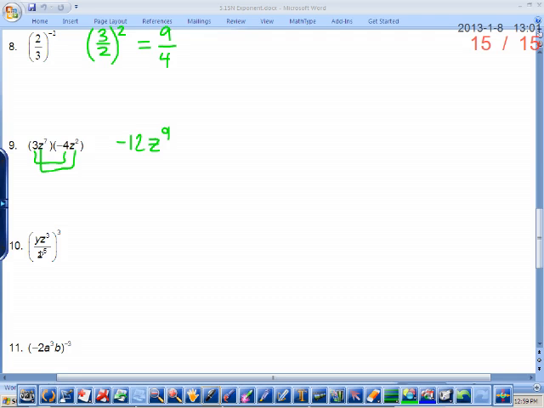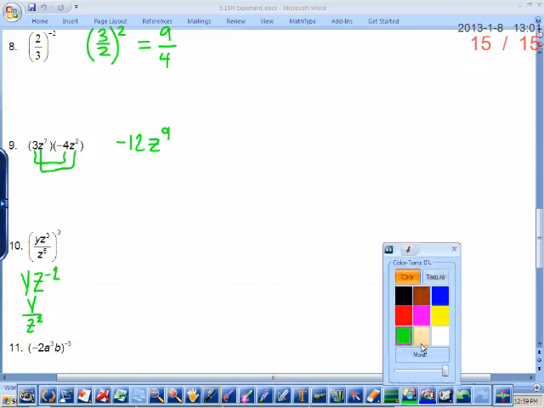Z cubed over z to the 5th. So I've got the same base, and I'm dividing. So what do I end up doing with 3 and 5? Subtracting. Okay, so I get 3 minus 5, which gives us what? -2. So where am I going to move z to the -2 power? To the bottom. So this would give us y z to the -2. But I can't have that negative exponent, right? So I'm going to move z to the -2 to the bottom. So it's going to become y over z squared.